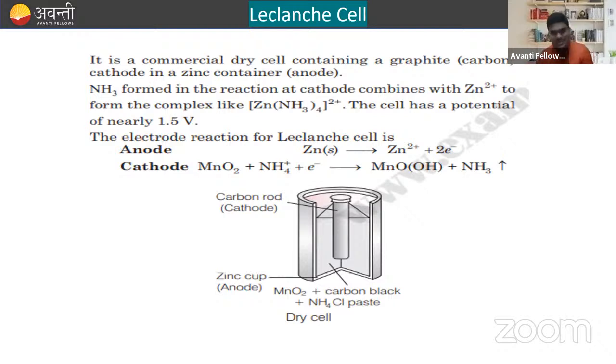The electrode reaction for the Leclanche cell is given as follows. At the anode, zinc oxidation takes place, so zinc loses two electrons. And at the cathode, NH4+ plus MnO2, they will accept these electrons to form NH3. Right. So this is the structure in which the inside rod is made of carbon, which acts as the cathode, and the outer surface is made of zinc. This is known as the anode. And a paste of MnO2 and ammonium chloride is used in the dry cell.